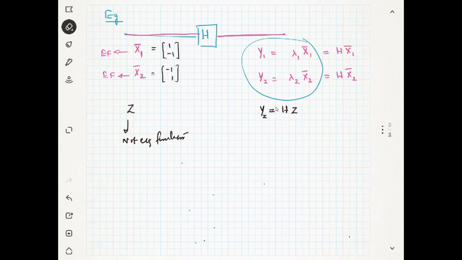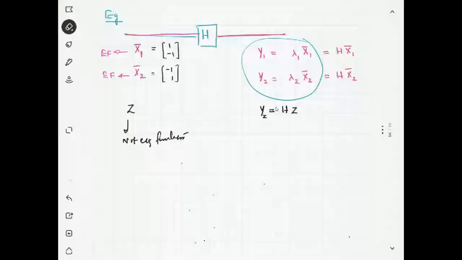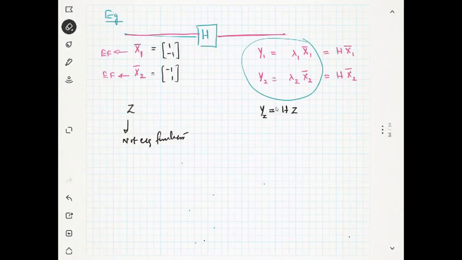Is lambda 1 equal to h? Lambda 1 is not equal to h. Lambda 1 is coming from the property of the h. It is not from the equation, don't worry, I will tell you. You see, this is a matrix, and this is a scalar constant.